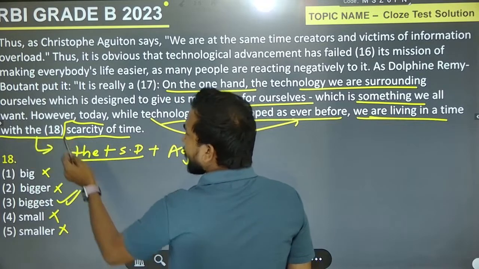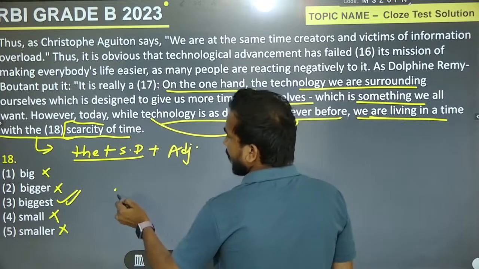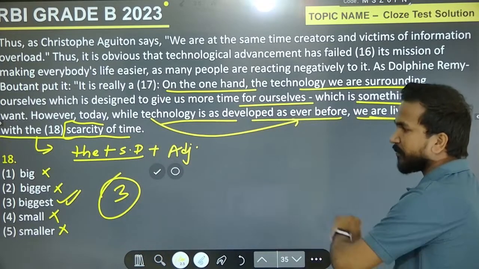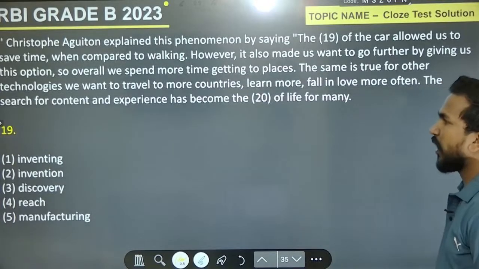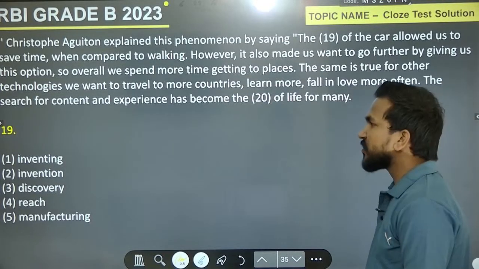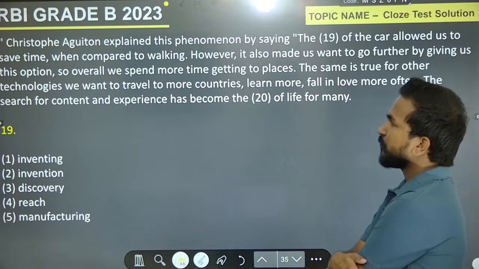With the biggest scarcity of time, with the biggest scarcity of time. So it must be the third one. Now we have the second last question, the 19th question.